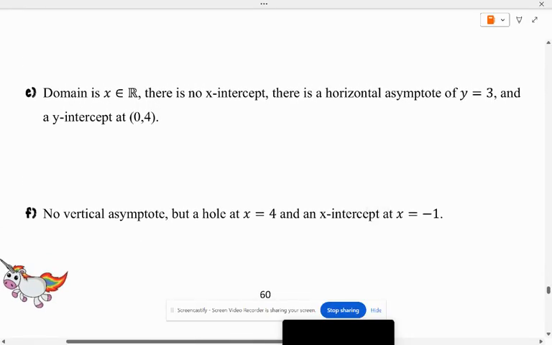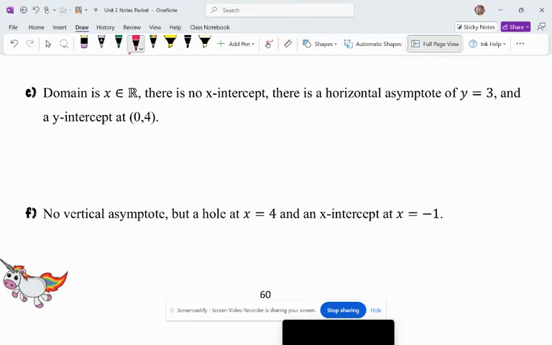Yes. So the domain is x is an element of all reals. Tell me, what does that look like on the graph? Like negative infinity to infinity? Are there any vertical asymptotes? No. There can be, but there's no vertical asymptotes.